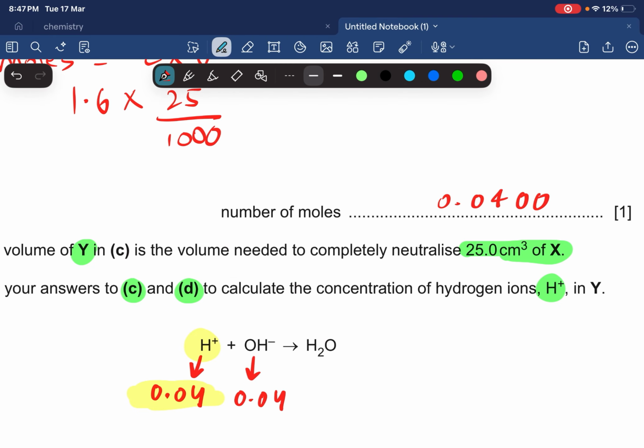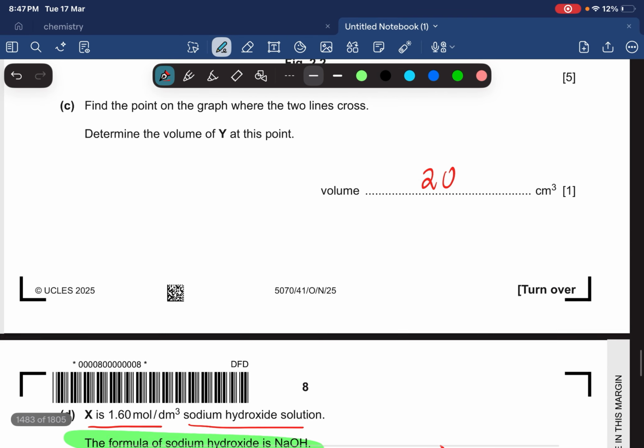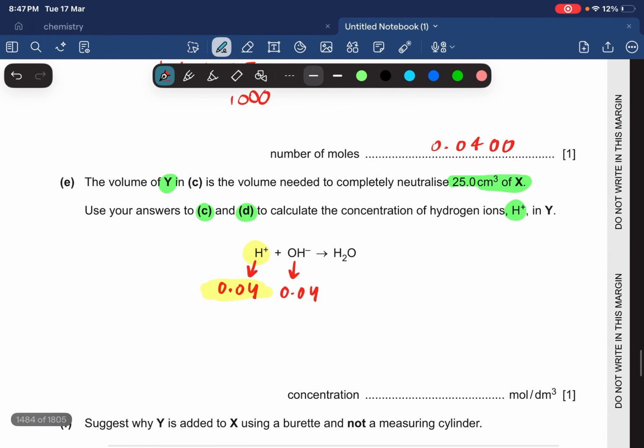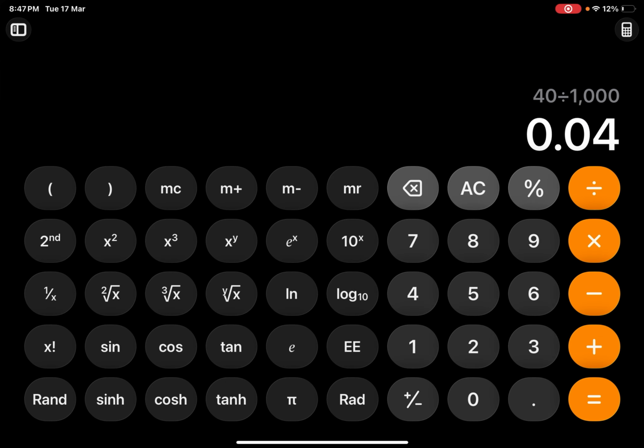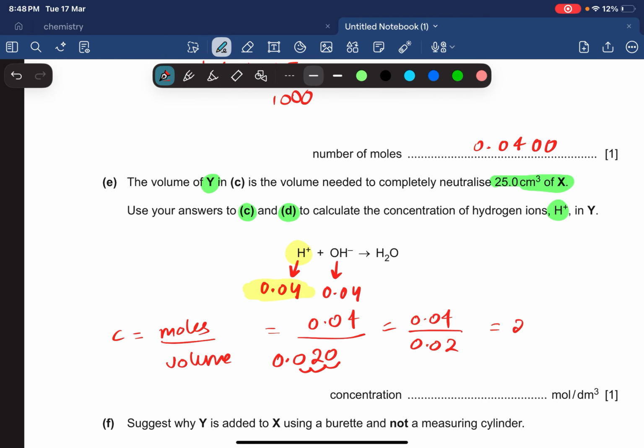Now what do I need? I also know the volume of my H plus ions, that is 20 cm cube. So how do I get the concentration? Concentration equals my moles divided by my volume. I know my moles are 0.04 and my volume is 20 cm cube, but since I need to take it in dm cube, I divide by 1000. That's 0.02. So that's 0.04 divided by 0.02, that gives me 2 mole per dm cube as my concentration. Got it? Simple.